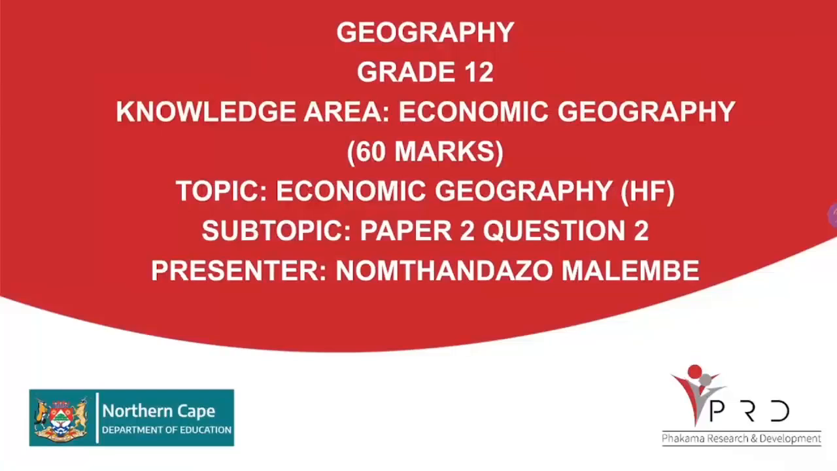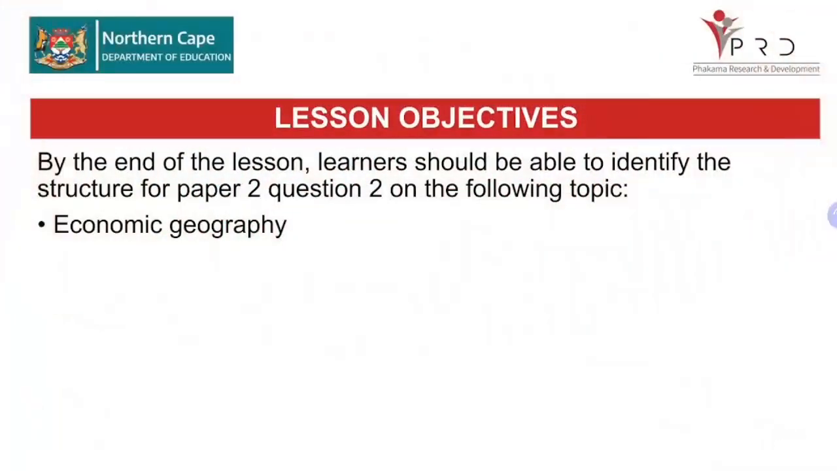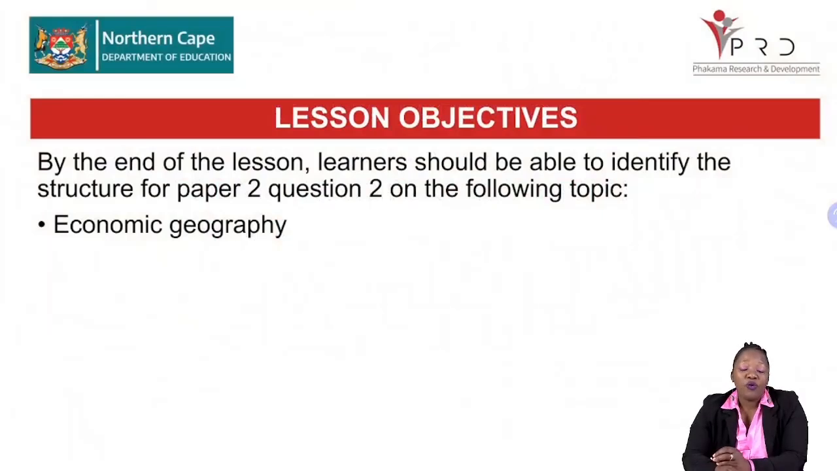So in today's topic, we're going to focus on paper 2 revision under question 2. But before we start with our revision, I just want us to go through our lesson objective for today's lesson. So by the end of this lesson, learners, you should be able to identify the structure of paper 2. We are focusing on question 2. You will remember that question 2 consists of your economic geography.